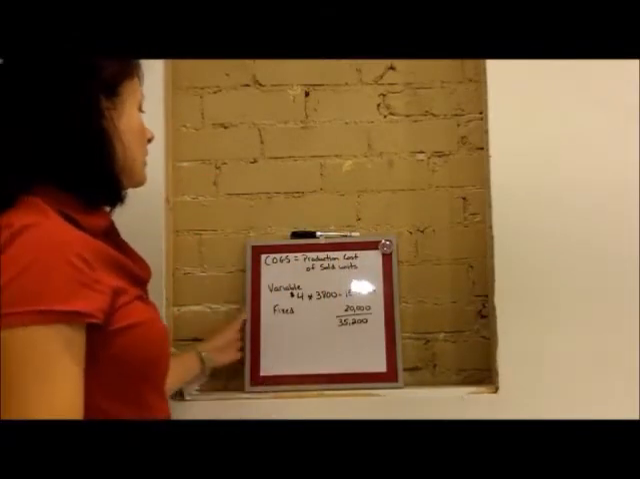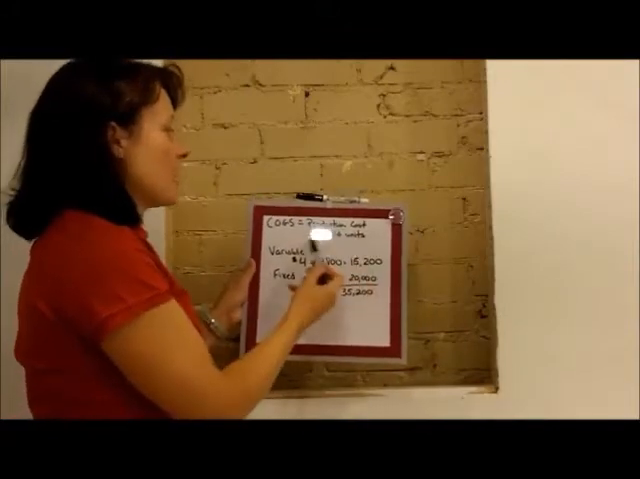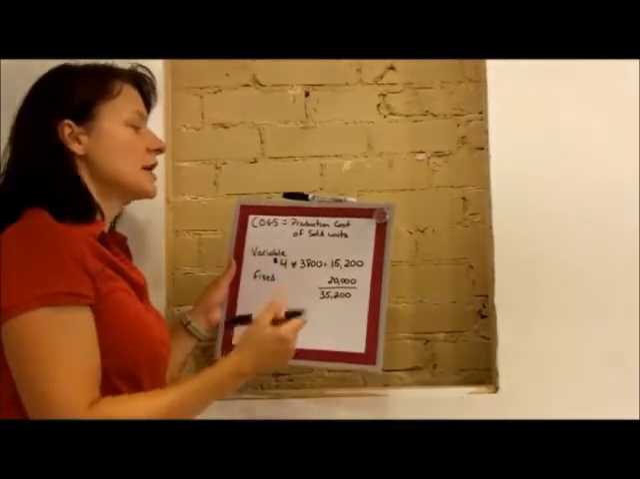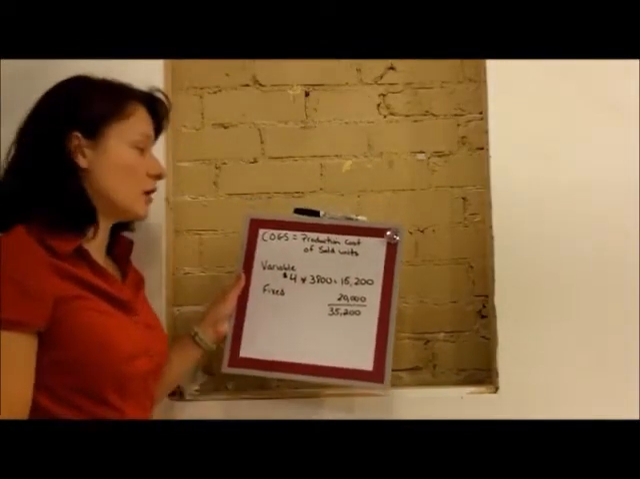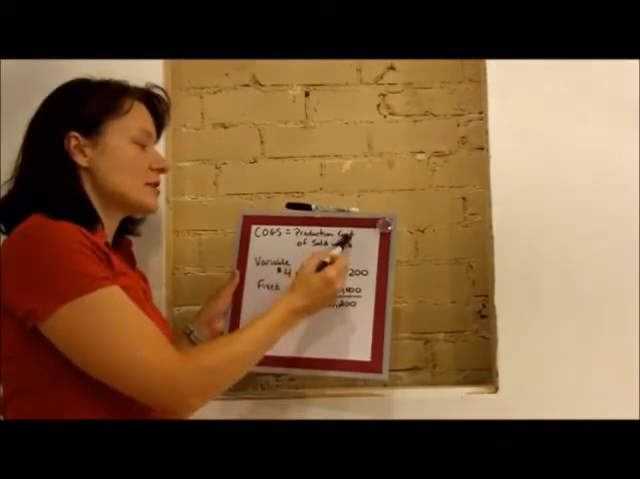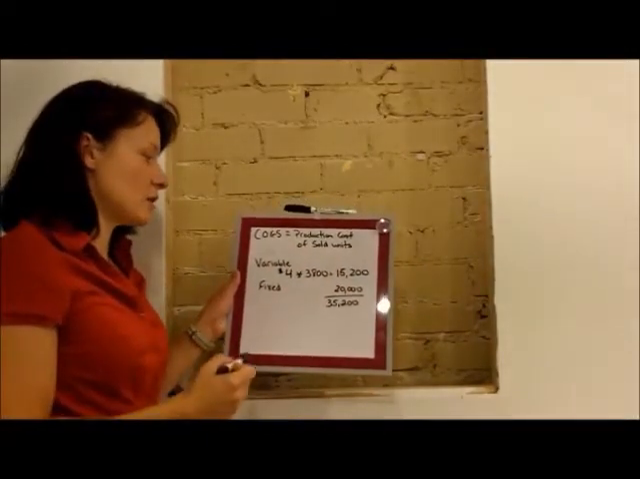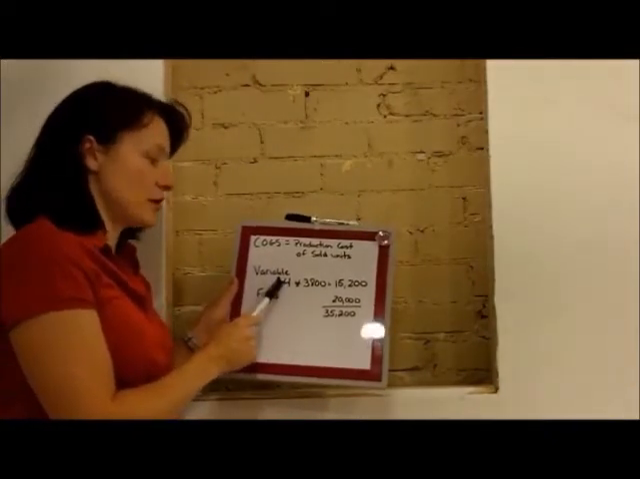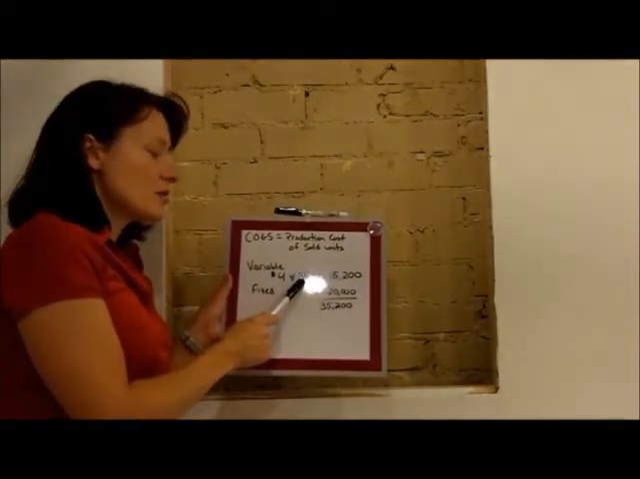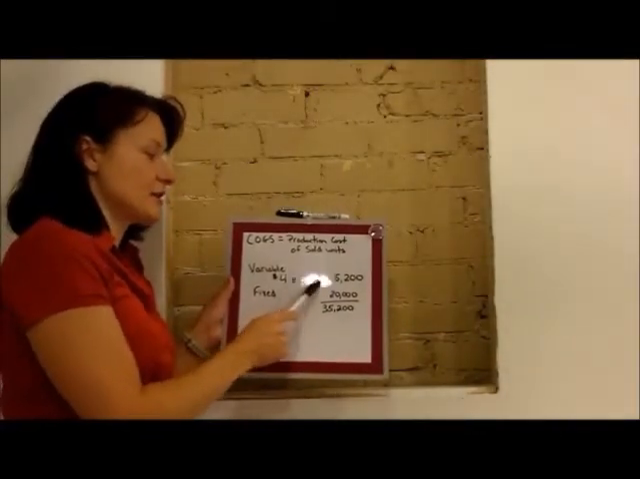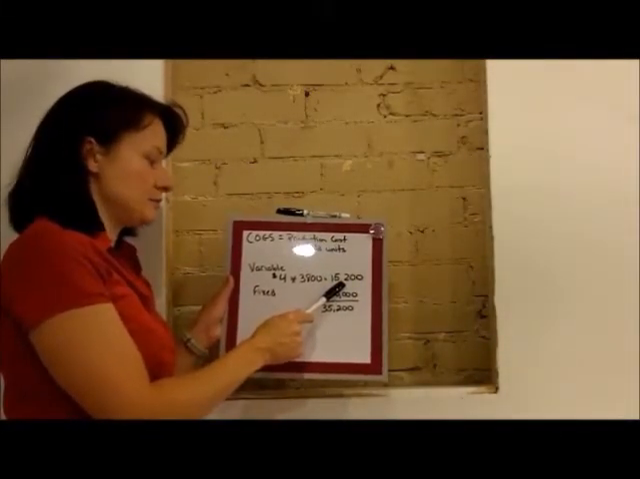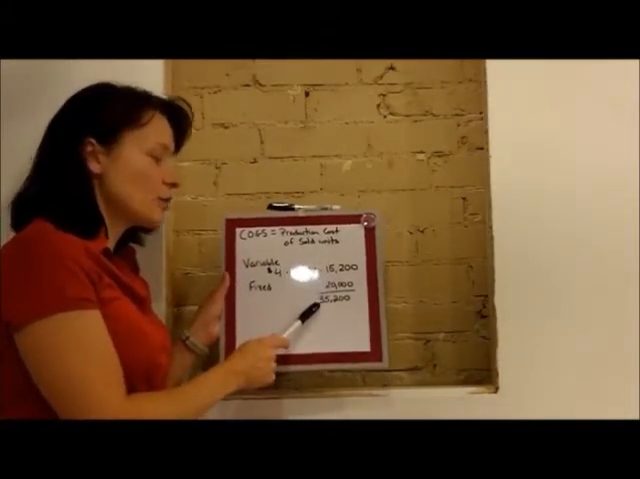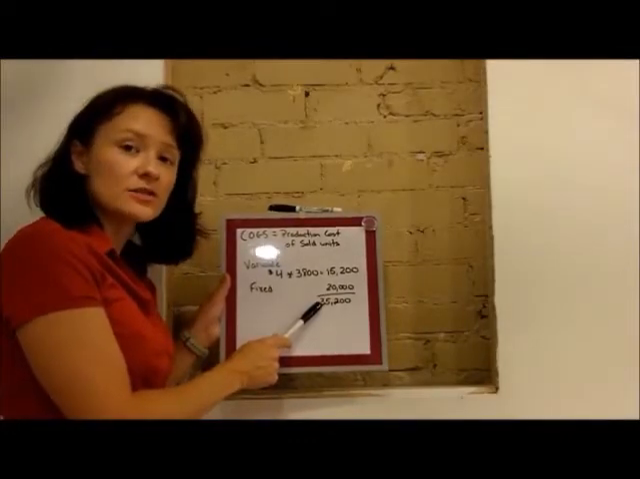Cost of goods sold is simply the production cost of sold units. So it's only taking the production cost, and we finally expense them when the units are sold. So we're looking for what of that production cost was related to the units that were actually sold. Well, in this case, we have variable production cost of $4 per unit. We produced and sold 3,800 units, so that's $15,200. Fixed cost for the entire year of $20,000 gives us total production cost of $35,200.